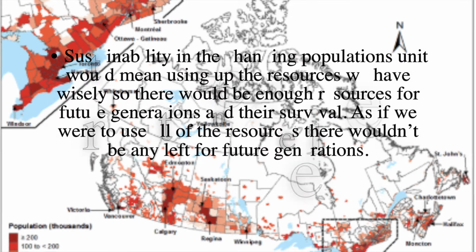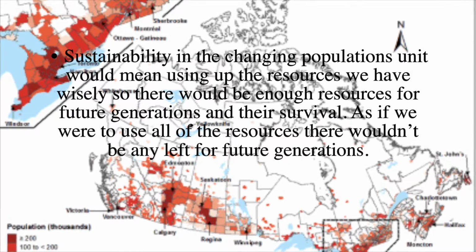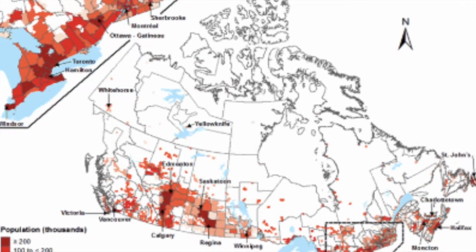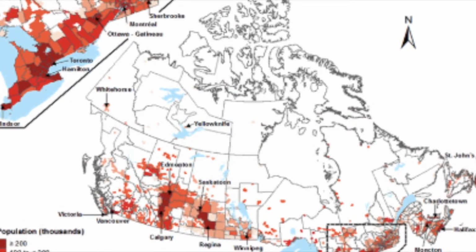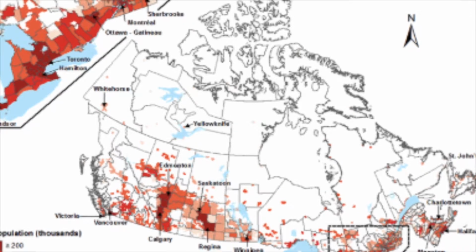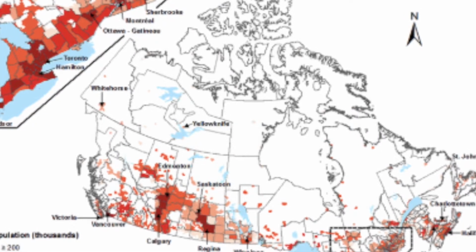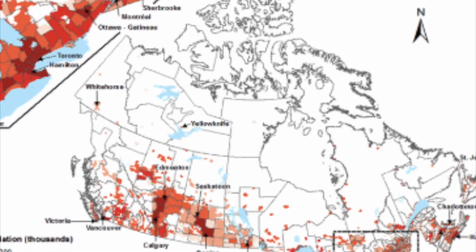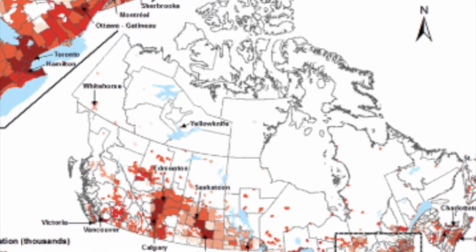The third unit we covered in geography was the Changing Populations unit. In the Changing Populations unit, we learned about population distribution and immigration. A lesson learned in the Changing Populations unit was that the cities or areas that had larger densities or more people were likely to use up most of the resources. Sustainability in the Changing Populations unit would mean using up the resources we have wisely so there would be enough resources for future generations and their survival.